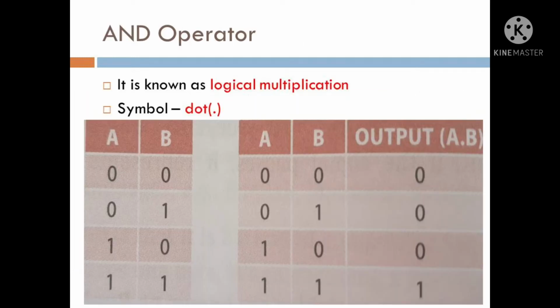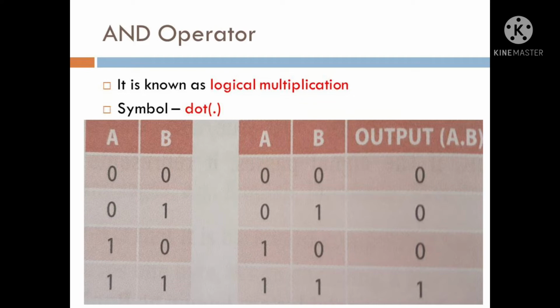Now we can discuss the AND operator. The AND operator is a binary operator that operates on two variables, and the operation performed by the AND operator is known as logical multiplication. The symbol used for logical multiplication is the dot operator. Here we can see two tables. One table contains two columns and the other contains three columns. The first table contains only inputs A and B, and the second table contains the inputs and output of that AND operator.